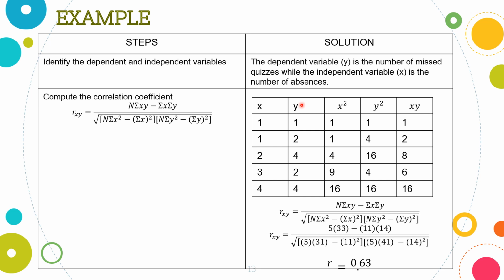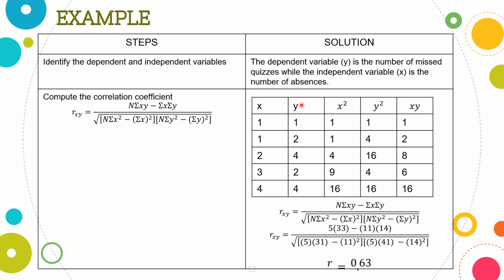Kasi wala ka namang mamimiss na quiz kung hindi ka mag-absent. So, kung hindi ka absent, wala kang mamimiss na quiz. So, therefore, the number of absences is the independent, while the number of quizzes is dependent on the number of absences. Okay? So, our x would be the number of absences and our y will be the number of missed quizzes. Okay? Next, compute the correlation coefficient.